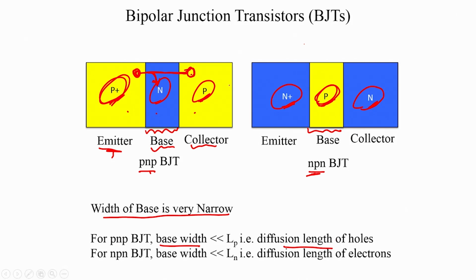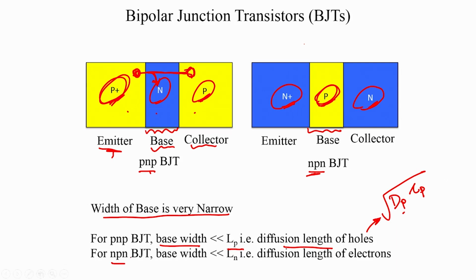So, for a PNP BJT we want holes from the emitter to get to the collector, and therefore the width of the base should be less than the diffusion length of the holes. If you have forgotten what diffusion length is, it is the square root of the product of the diffusion coefficient and the minority carrier lifetime. We have looked at it when we studied PN junction diodes.